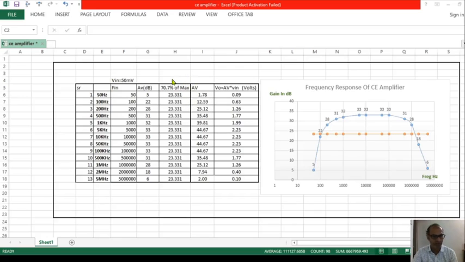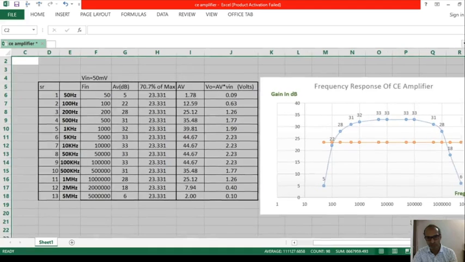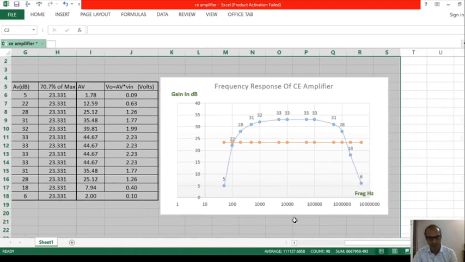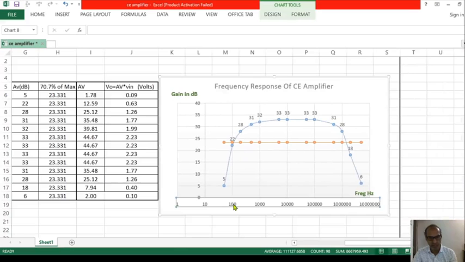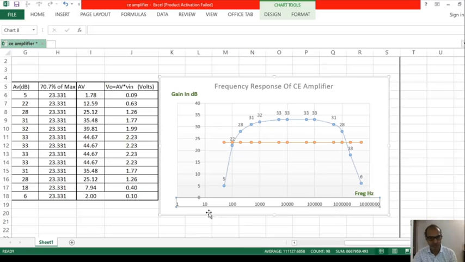For the whole range of 50 Hertz to 5 megahertz, I have calculated the AV, and from that on Excel we have formulated it. If you observe this chart, the scale chosen here, if we take the formatting of it, is a logarithmic scale, right? So for this logarithmic scale, by putting all those values from 50 Hertz to 5 megahertz, we can draw the graph in Excel.